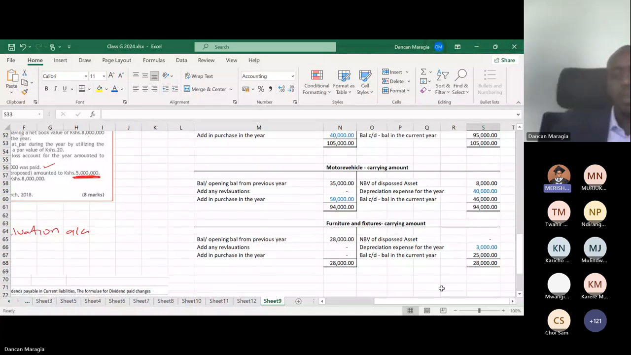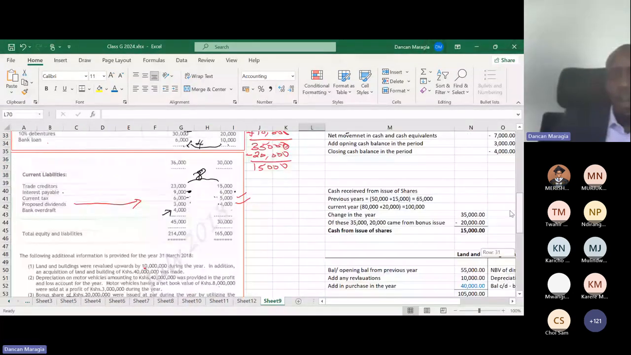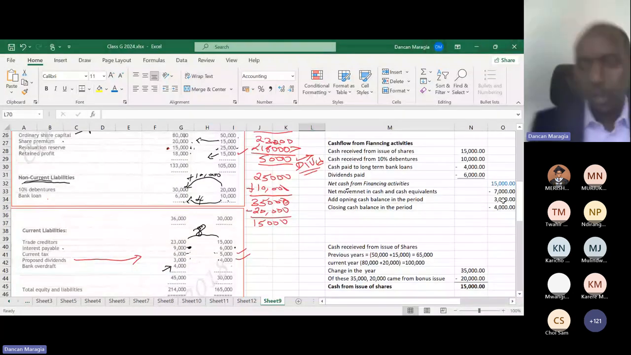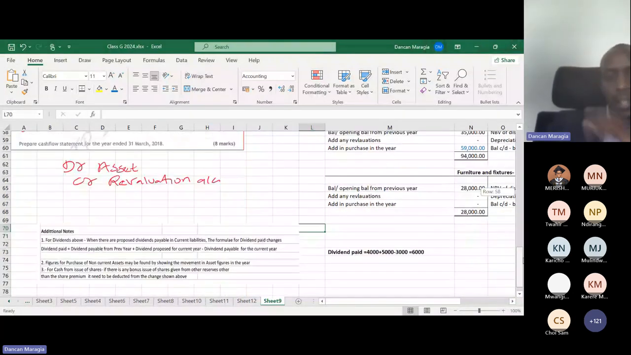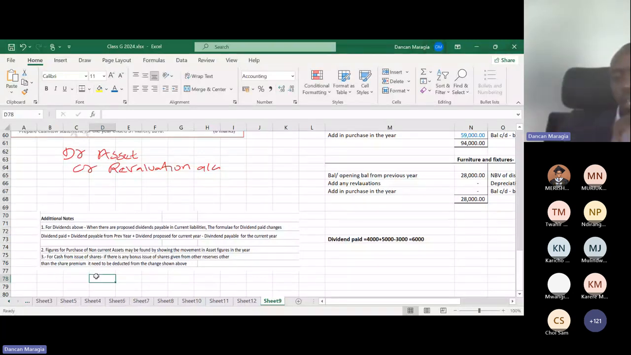What happened to our retained profit? What I said is, and this is where I want you to check, I said when you check in the notes, I'd said for dividends above. Now this is what I've pulled from the notes I'd given. The formula for dividends, whenever we have retained earnings, you just say dividends paid. It's the relationship between retained earnings in the previous year, correct?